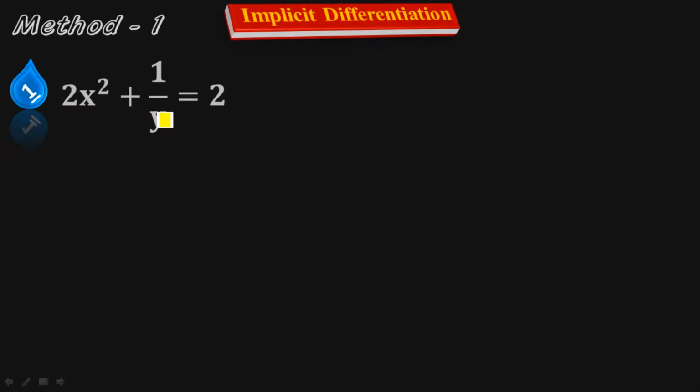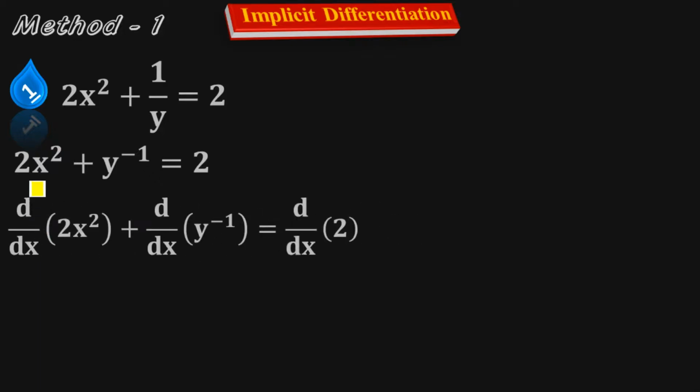To find the implicit differentiation, we're going to take the derivative of this term with respect to x, this one with respect to x, and the constant with respect to x. But let me first pull up y to the numerator to become y to the negative 1. I have 1 over y, so just pull this y up to the numerator. Its power, which is positive 1 here, will become negative 1 in the numerator. Now take the derivative of 2x squared with respect to x, and the derivative of y to the negative 1 with respect to x, and the derivative of 2 with respect to x.